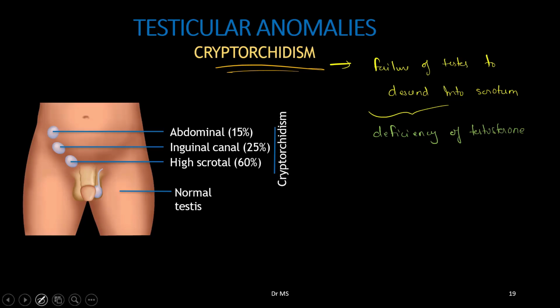Clear? Yes, sir. And now where are they present? They are present inside the abdomen. Inside the abdomen, the temperature is very high. So will they be able to produce the gametes? Will they be able to produce the sperms? No, sir. So that will cause sterility.